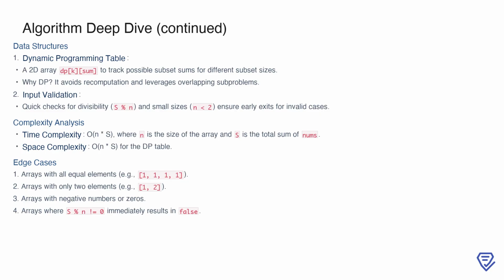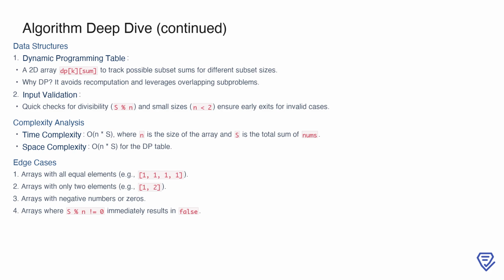In terms of complexity, the time complexity is O(n * s), where n is the size of the array and s is the total sum of the array. This is because we iterate through all numbers and update the DP table for all possible subset sums. The space complexity is also O(n * s), due to the storage required for the DP table.